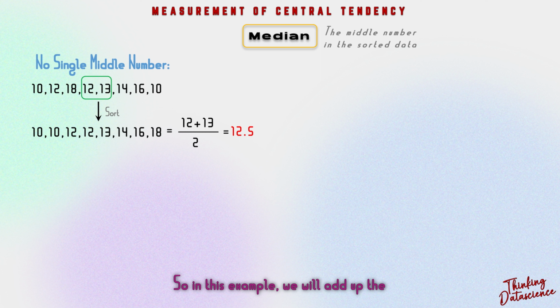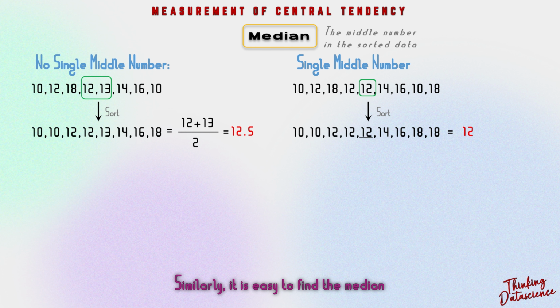So in this example, we add up the 4th and the 5th value and divide by 2. Basically, we are finding the mean or average of those two middle numbers, and this is how we get the median. Similarly, it is easy to find the median when there is an odd number of data points.